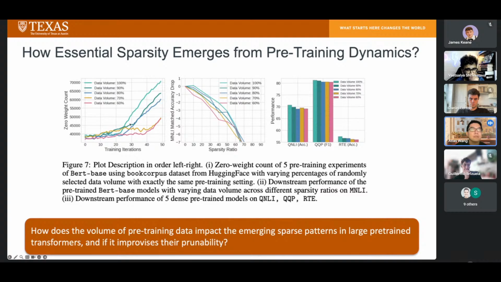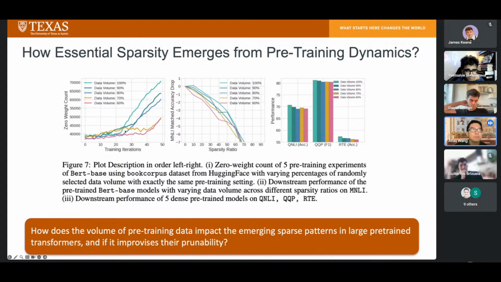We mainly look at the relationship between the training epochs, when we stop training early at different iterations, and training with different data volumes. All experiments here are done on BERT base. The first thing you can observe, in the leftmost figure, is a trained model with different pre-training data volumes. We use the full pre-training dataset of BERT, 100%, and gradually downsample it down to 60%.